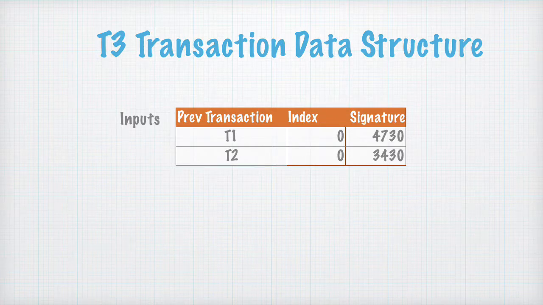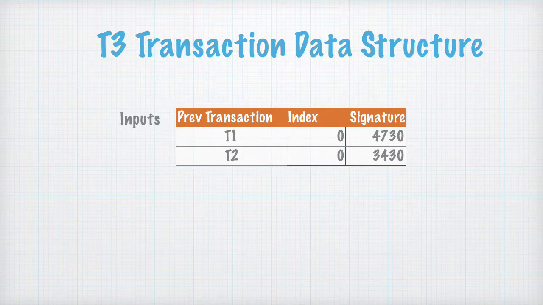And we need a column for the index because each transaction could potentially have multiple outputs. And each one of those outputs is given an index. So this is how we're referring to the index. Now, T1 and T2 only have one output each, so they're all on index 0. And then we have a signature for this transaction. But I'm going to show you later how that works.